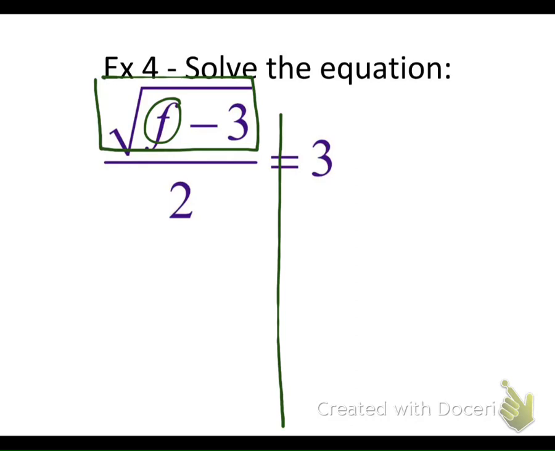Now, my goal is to first get that square root by itself. Anything on the side of the equality with the square root that is not inside that box, we have to get rid of. Well, what number is not inside that box? The 2. So how do I get rid of that 2? Yeah, I multiply by 2.